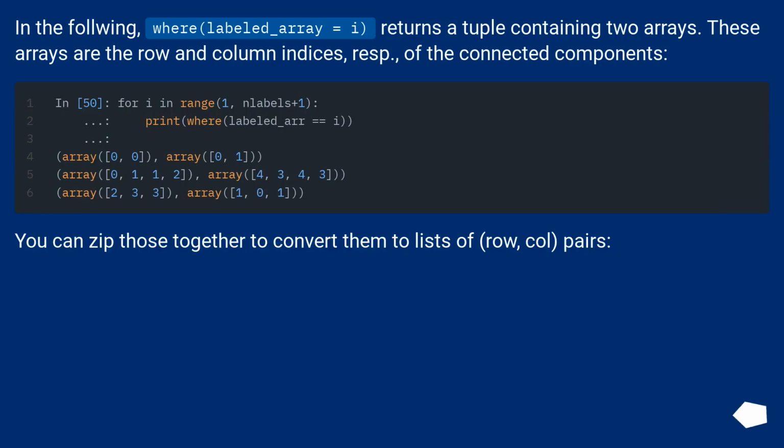In the following, where labeled_array equals i returns a tuple containing two arrays. These arrays are the row and column indices, respectively, of the connected components. You can zip those together to convert them to lists of row, col pairs.